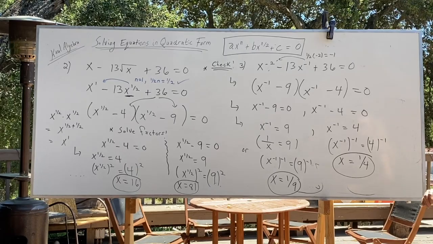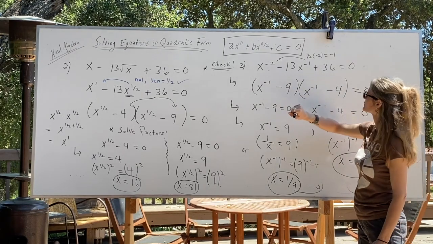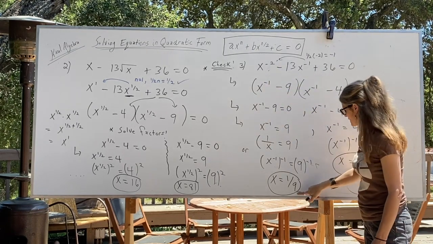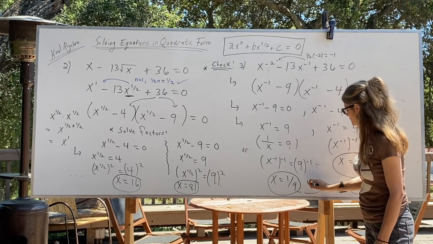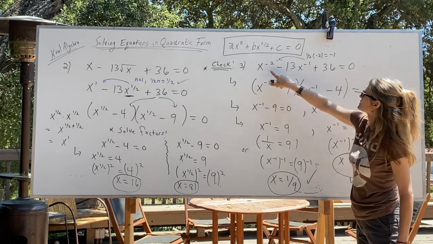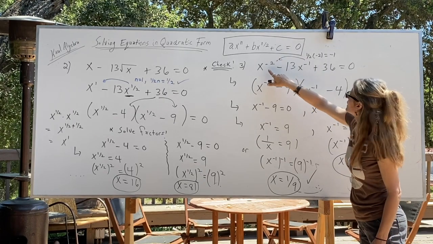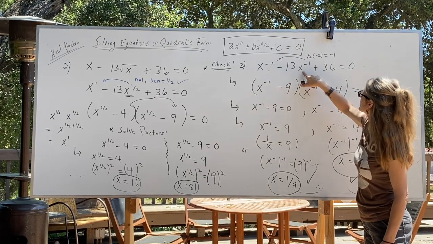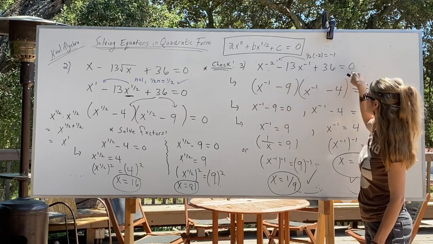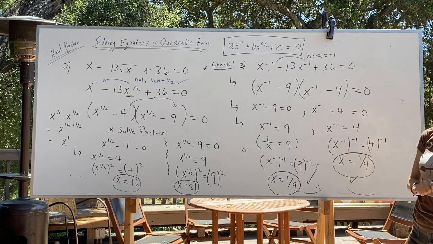So here I have to check my solutions just to make sure they work. And in this case, I know they work, so I'm just going to go ahead and check them. But again, it's good practice to put them in there, especially when you have negative exponents. You put 1/9 in here, and you should get this side equal to 0, and the same with 1/4.